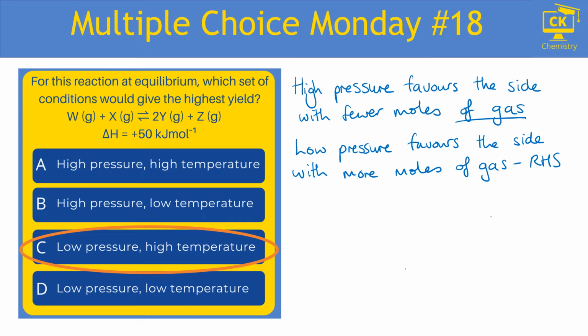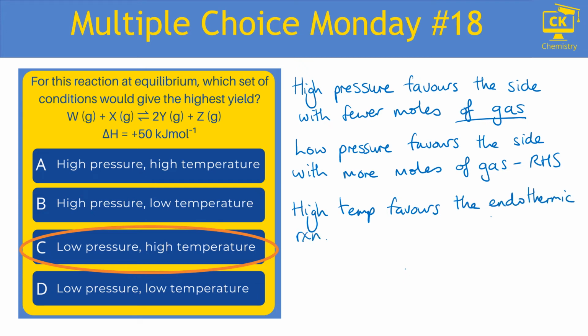Then when we're talking about temperature, we again want to talk about the effect of temperature on exo or endothermic reactions, and again we want some stock phrases that we can use all the time. And so one phrase that we can always use is that high temperature favours the endothermic reaction.